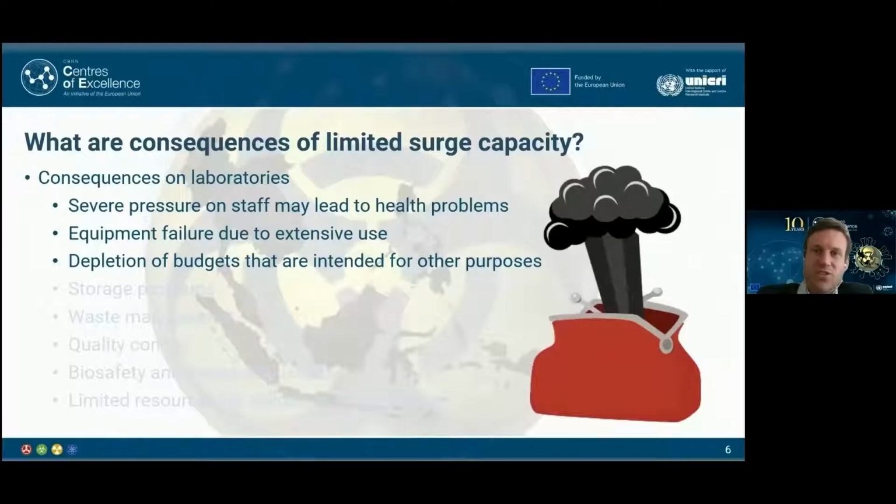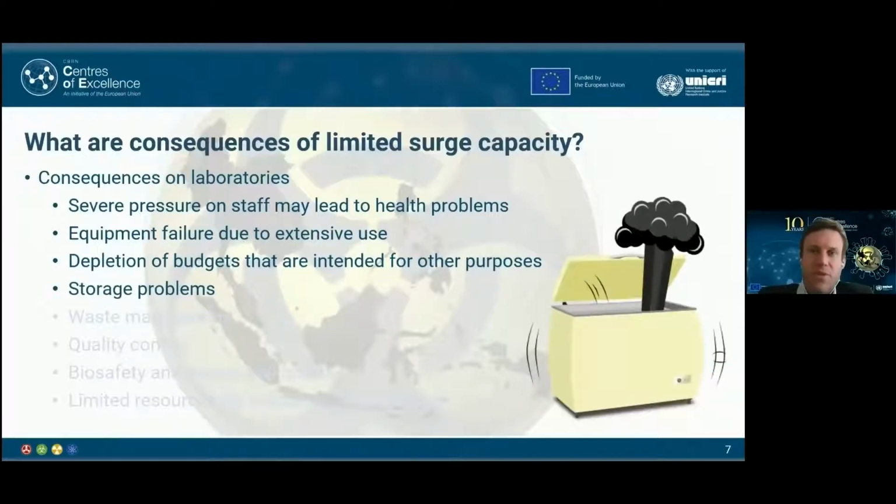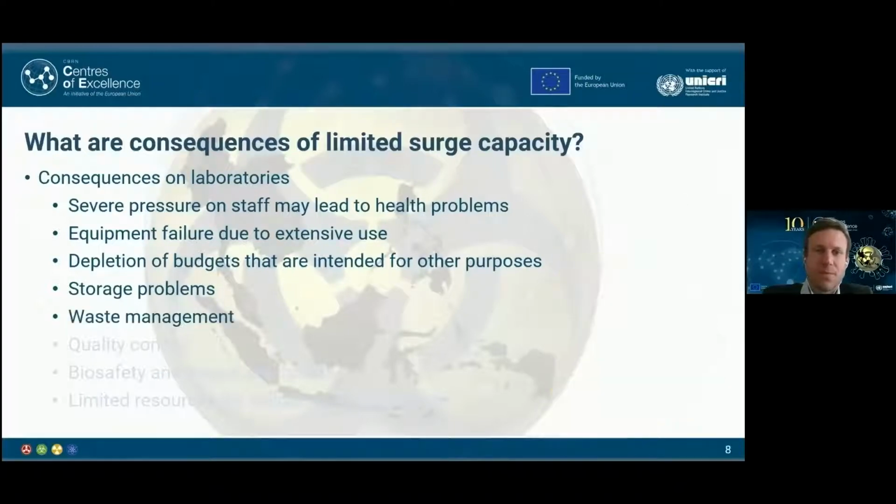What we have also seen is that there's a strong depletion of budgets that are intended for other purposes. In our institute, we have almost stopped all our non-critical processes for over a year just to sustain the critical processes. You can have a storage problem, not only of samples coming in, but also of reagents and of consumables such as PPE. Then, of course, if you increase testing, you also increase the amount of waste that you produce. And this can lead to problems in waste management. Well, when you have so much pressure on a lab, this might also impact the quality of the work that the lab can perform.